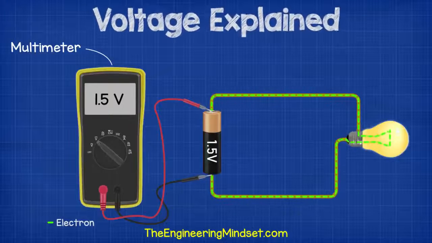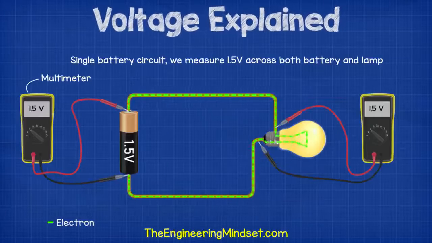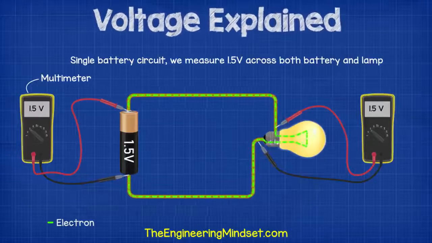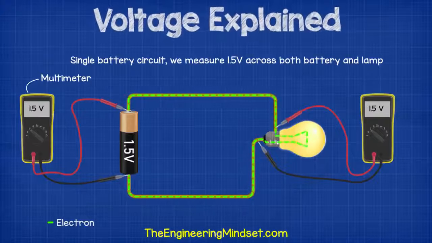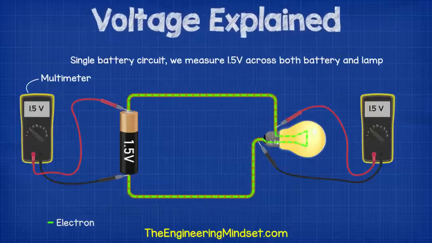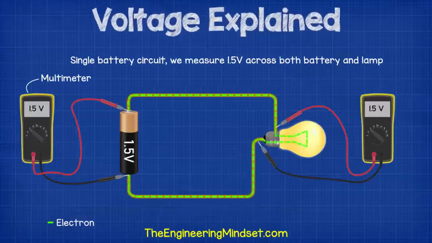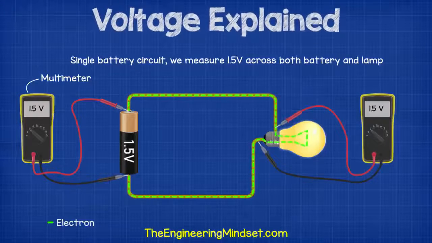To measure voltage, we have to connect to the circuit in parallel across the 2 points we would like to know the voltage or potential difference for. So for a single battery in a circuit, we measure 1.5 volts across the battery, and we also measure 1.5 volts across the lamp. The battery is providing 1.5 volts to the lamp, and the lamp uses 1.5 volts to produce light and heat.